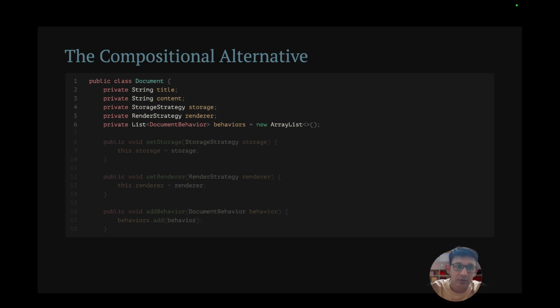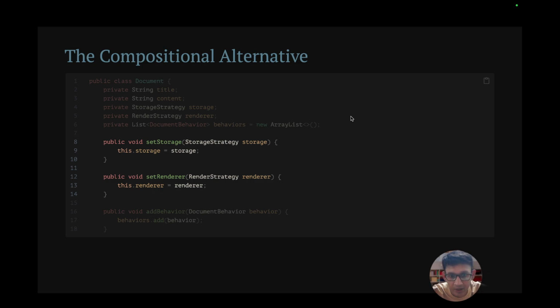Okay, now let's look at the compositional alternative. We have one concrete document class. We have the title and content as before, but now we have strategy objects for storage, rendering, plus a list of behaviors. Now, instead of an is-a relationship, like encrypted document is a document, we have a has-a relationship. Document has a strategy, a storage strategy, it has a renderer, and it has behaviors.